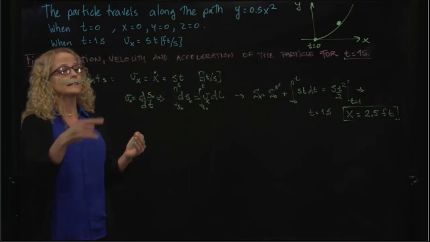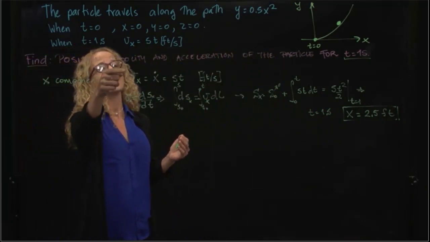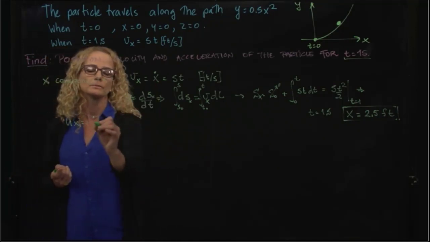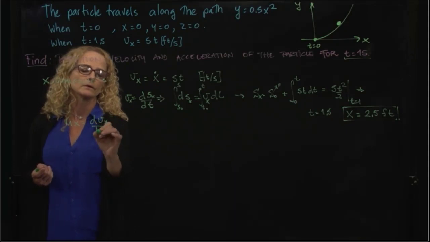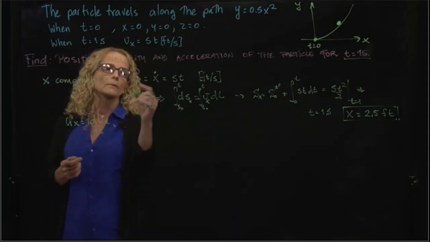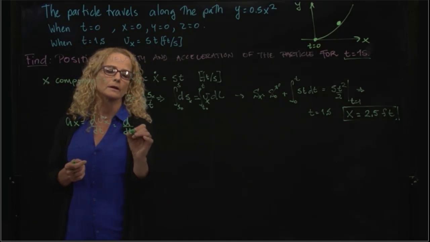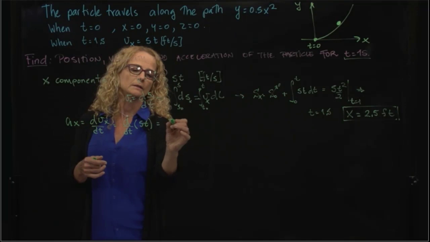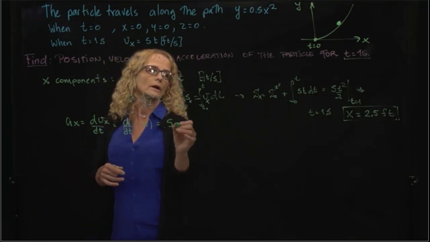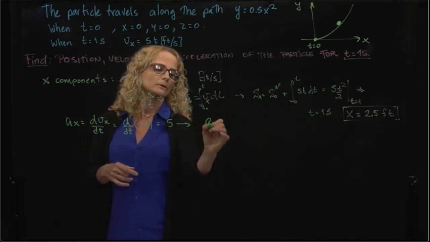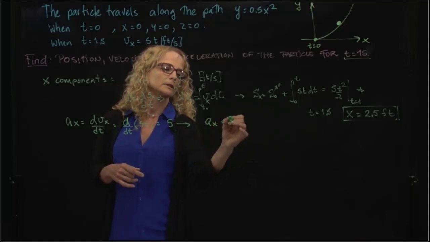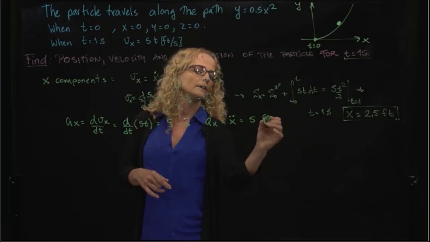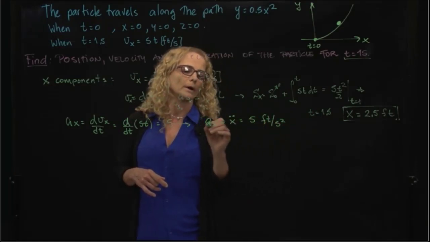To find the acceleration, we have to differentiate our velocity. So our acceleration will be the derivative with respect to time of 5t, which is very easy, it's 5. So our acceleration in x, which is equivalent to x double dot, will be 5 feet per second squared.